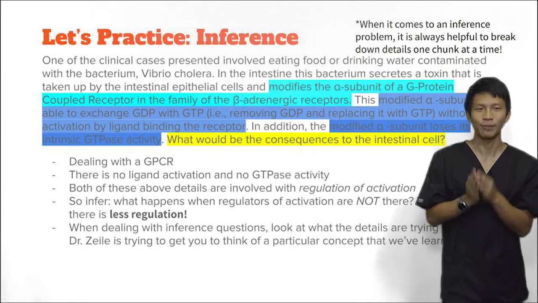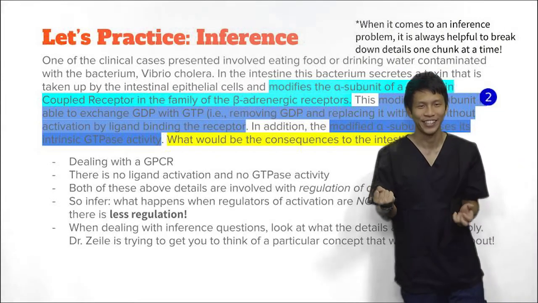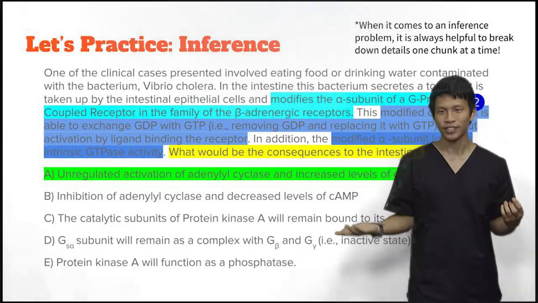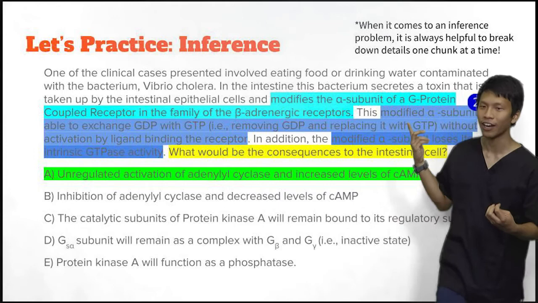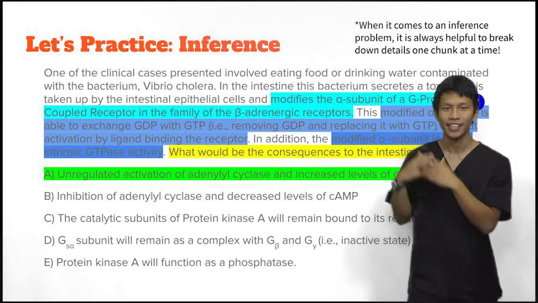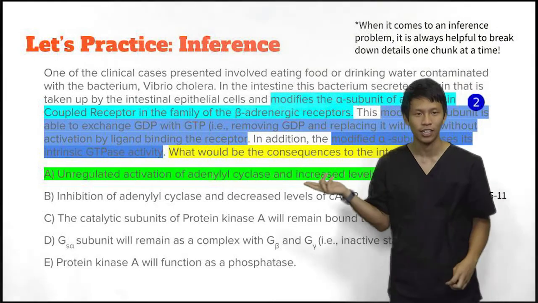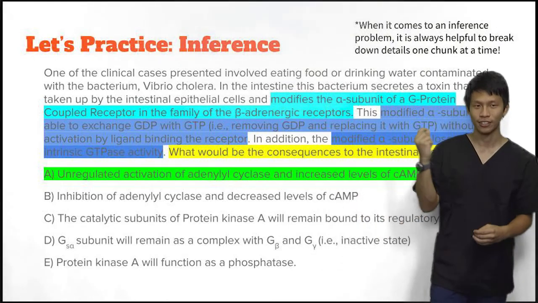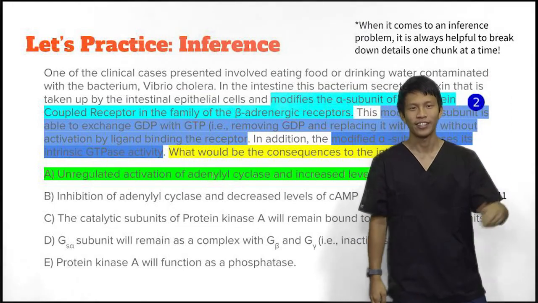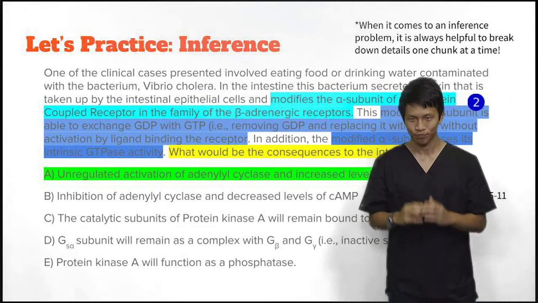And it's always going to be a concept that we learn about. It's not going to be some random thing that Dr. Zeile has not taught. Okay? So for this question, the answer choice will be A, unregulated activation of adenylyl cyclase and increased levels of cAMP, because the alpha subunit of the G protein coupled receptor will not turn off. It's always going to be on, continuous, and keep on sending that signal for the second messenger.